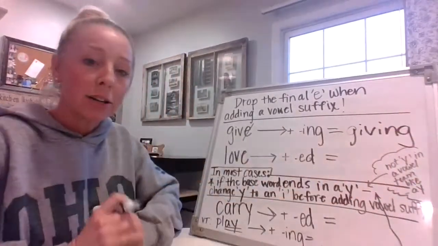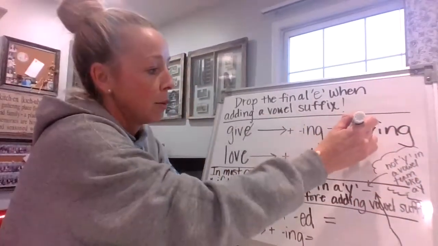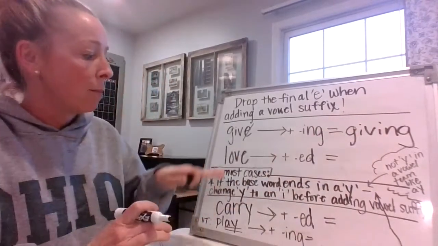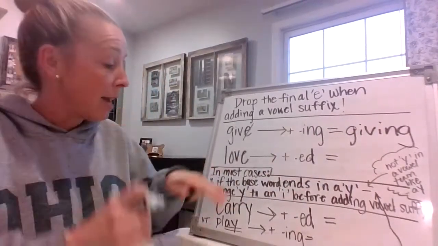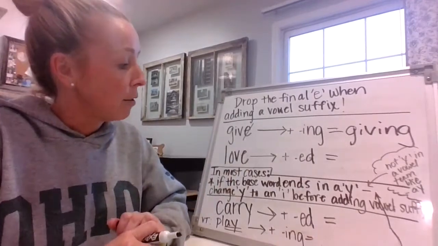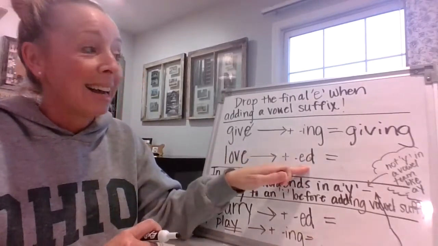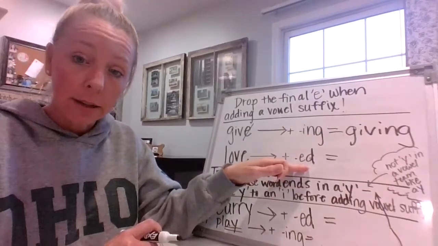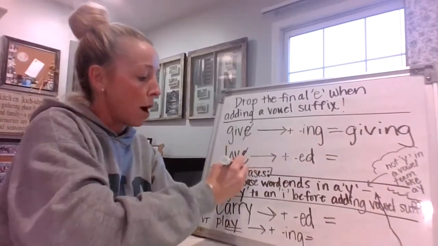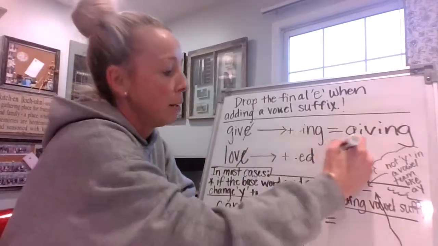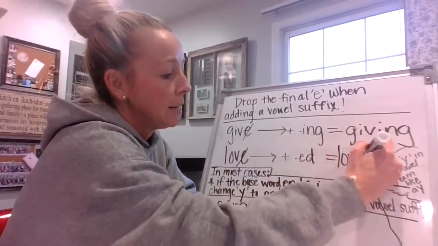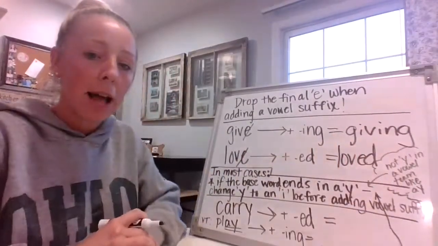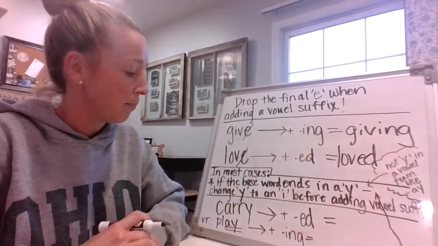Giving. My G didn't show up very well. My next word is love. It ends in a final E. We're going to add the vowel suffix ed to make it loved. So I drop the final E before I add ed, and it becomes loved.